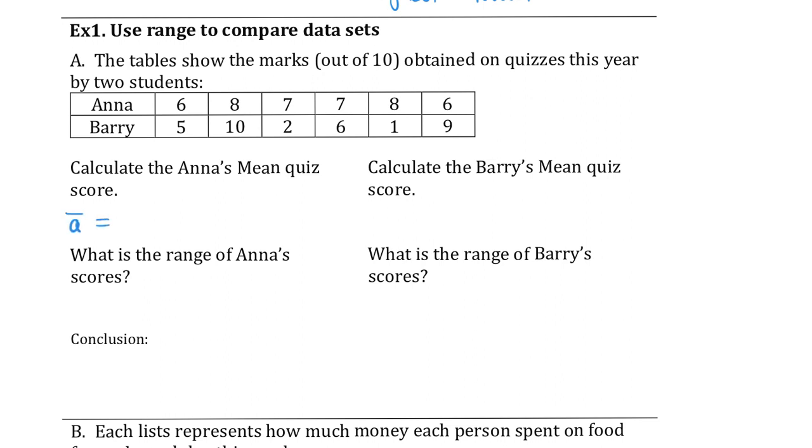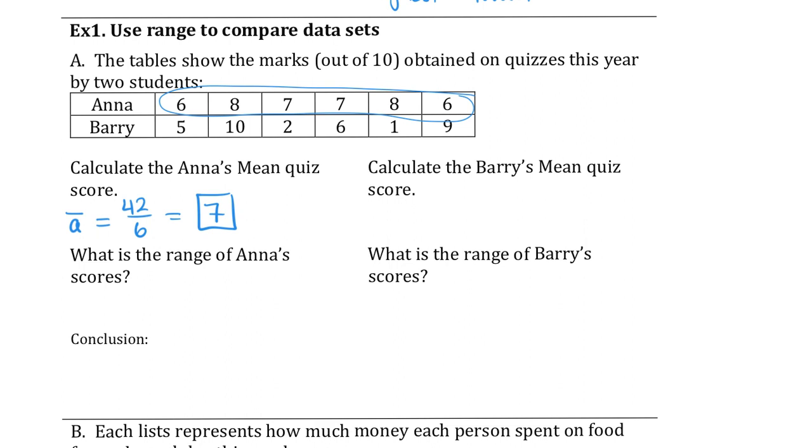So what do I need to do? I need to add these up. Let's add these all up. I'm going to use my calculator. 6 plus 8 plus 8 plus 14. So I got 42 divided by how many scores? 1, 2, 3, 4, 5, 6. 6 scores. So Anna's mean score or average score on her quizzes is 7 out of 10.